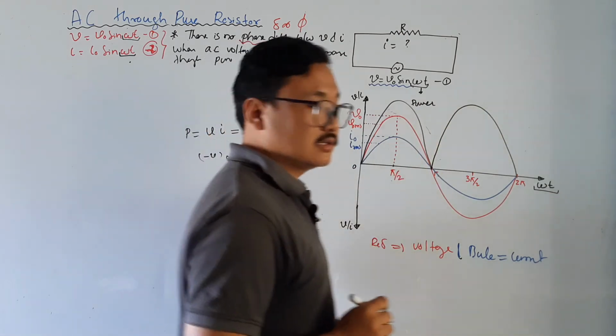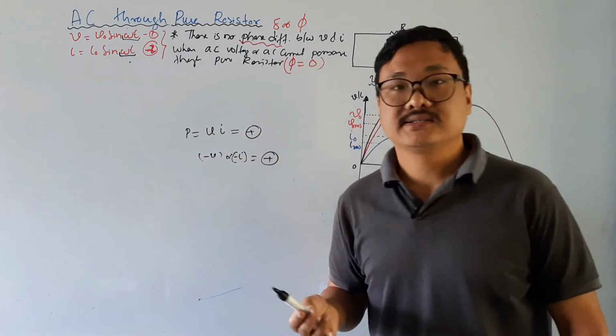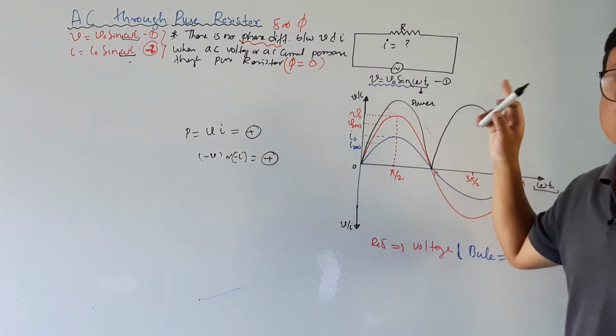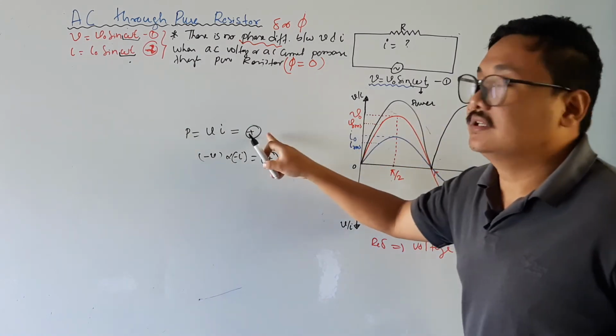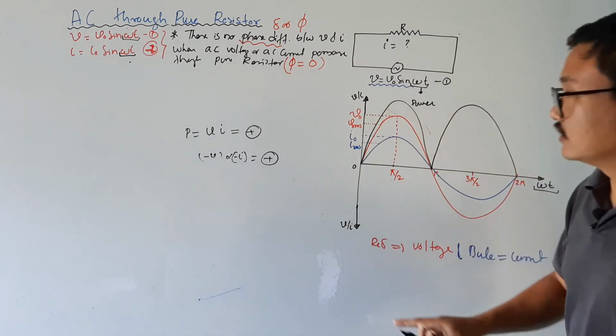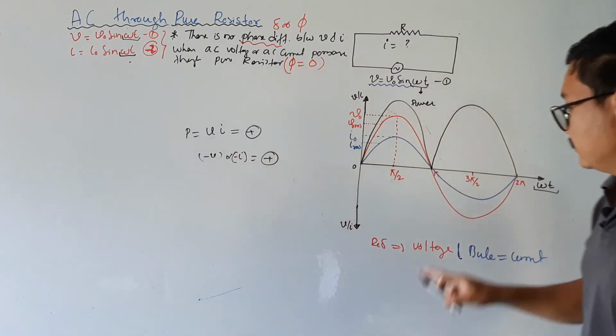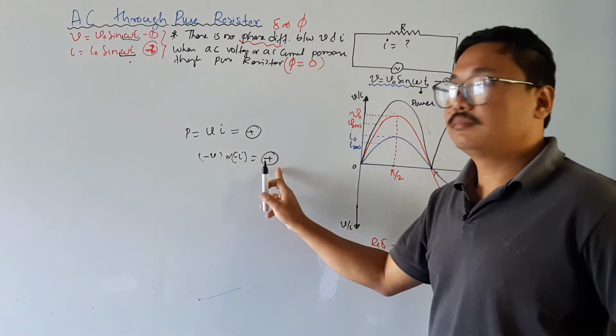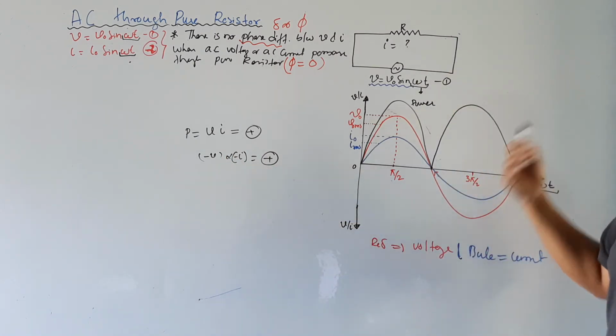Very simple. Okay, why is it going above? Why is it on the positive side? Because here voltage is positive and current is also positive. The answer will be positive because the power is V into I. Here V is negative, current is also negative, negative into negative is positive, and the power is this.